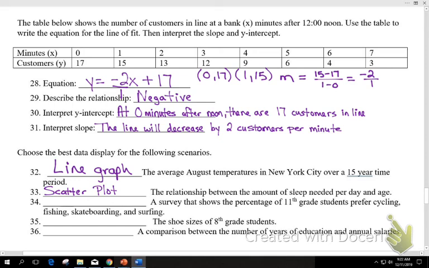Okay. All right, number 34. A survey that shows the percentage of 11th grade students preferring cycling, fishing, skateboarding, surfing. I would say circle graph or bar graph.